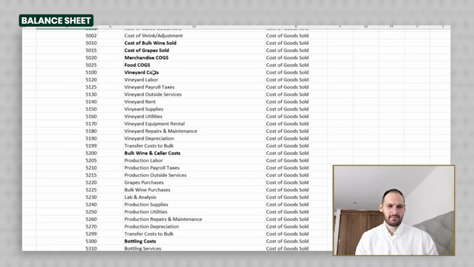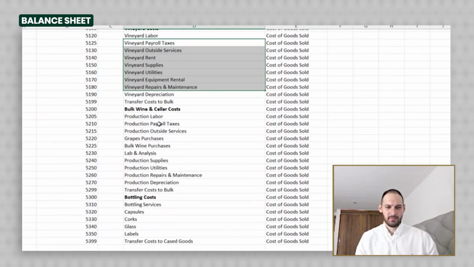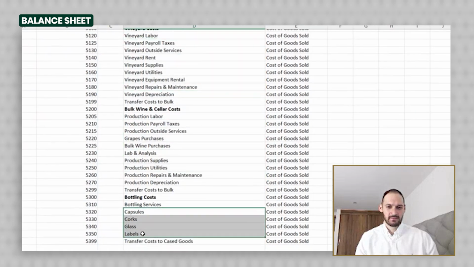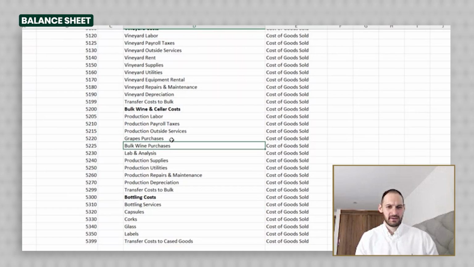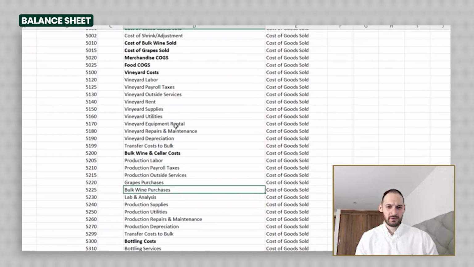Then cost of goods sold. When you look at vineyard costs, this would be all your vineyard expenses, all these different accounts for vineyard expense, pretty self-explanatory. Bulk wine as well, bottling. So let's go over one so that you can get a general idea of the flow. I guess bulk wine is a good one.